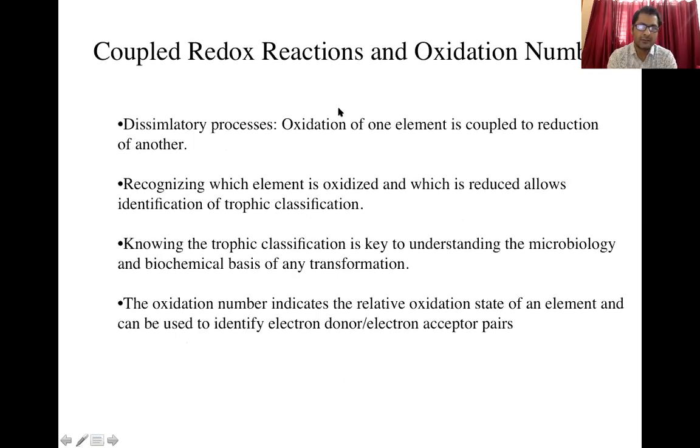So as we know, redox reactions are coupled reactions, where we need a reduced electron donor and an oxidized electron acceptor. These are basically the redox couple, one reduced compound and the other an oxidized compound. Both of these are required for these redox reactions.